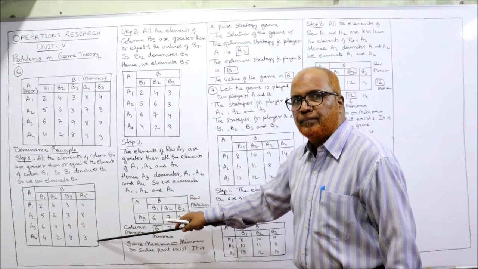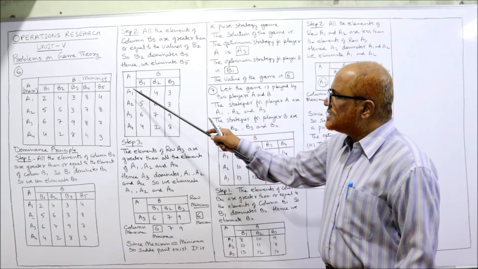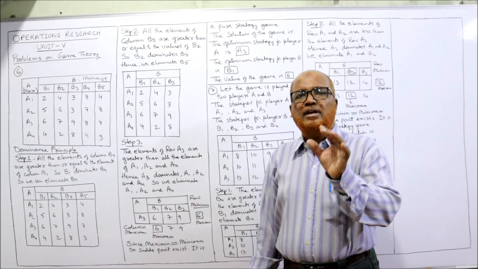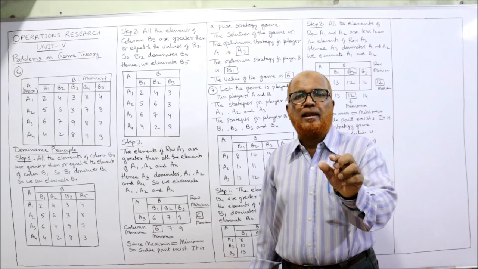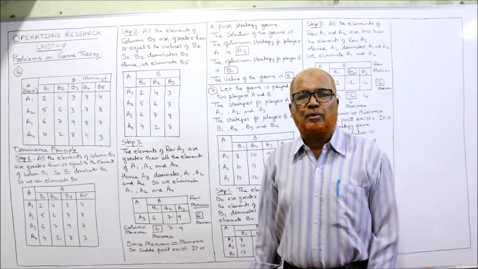B1, B2, B3. The rows are the same: A1, A2, A3, A4. Now similarly, we can eliminate the rows also. In rows, we have the maximizing player, so he will keep the maximum row and eliminate the minimum row in all respects.